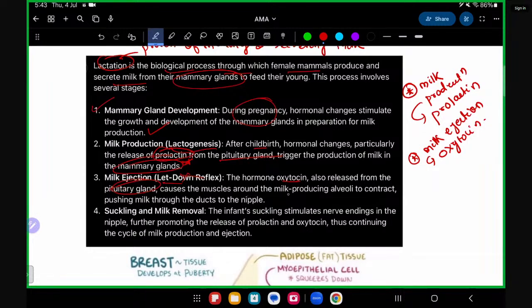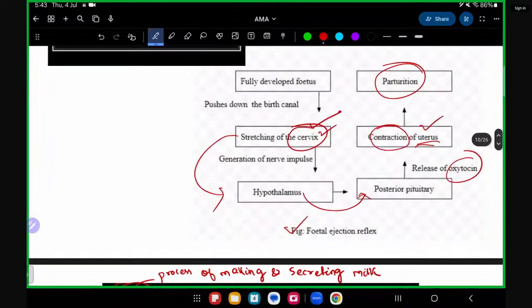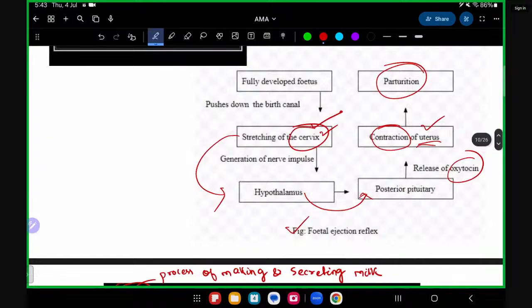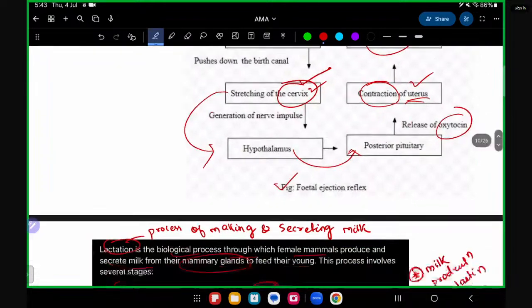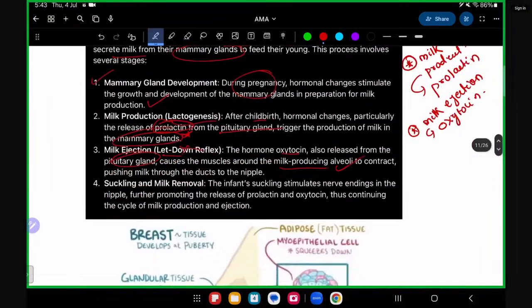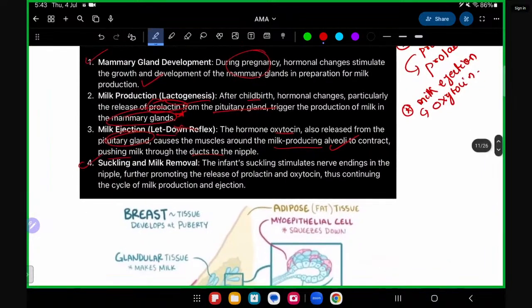It causes muscles around the milk producing alveoli to contract. The function of oxytocin is to contract. Like in parturition, it is contracting the myometrium layer of uterus, and in lactation, it is contracting the alveoli, so that it pushes the milk through the duct into the nipple. Then the last step is suckling. When the infant sucks, it stimulates the nerve endings in the nipple. Further, it promotes the release of prolactin and oxytocin, thus continuing the cycle of milk production and ejection.